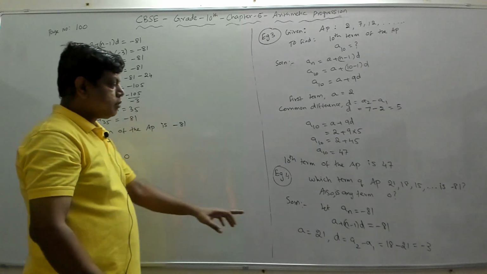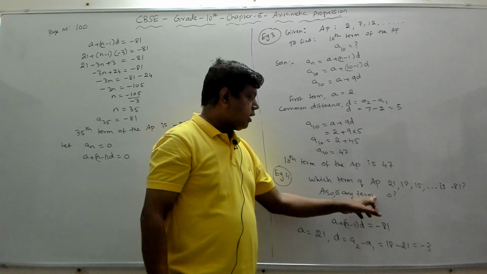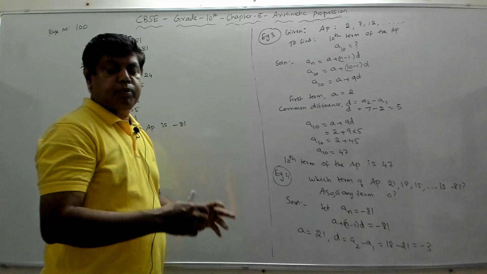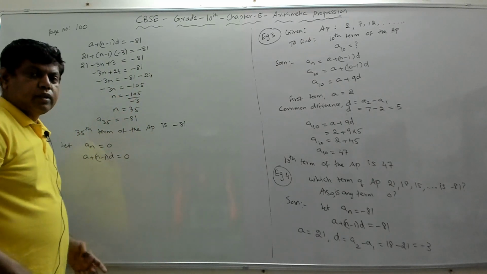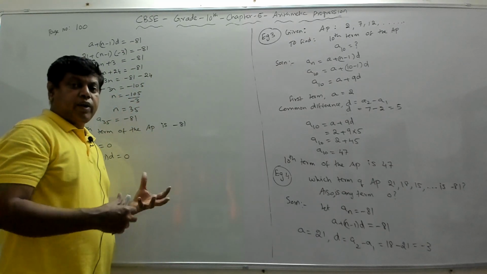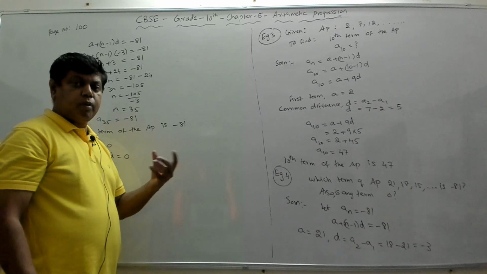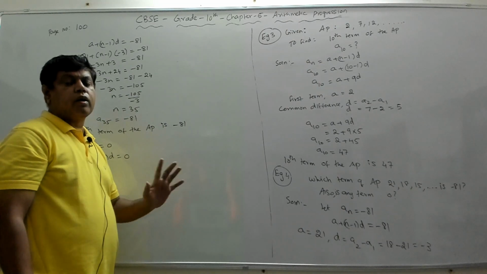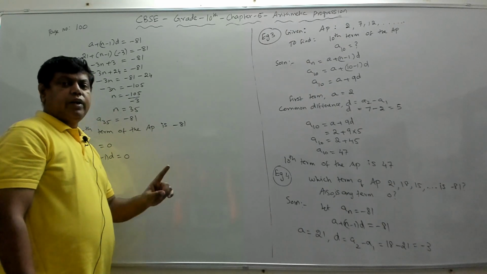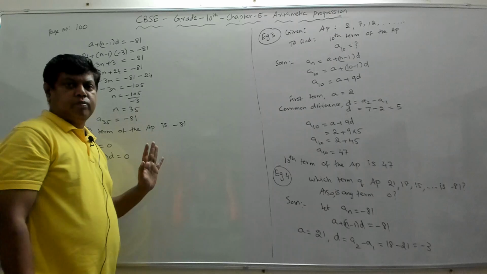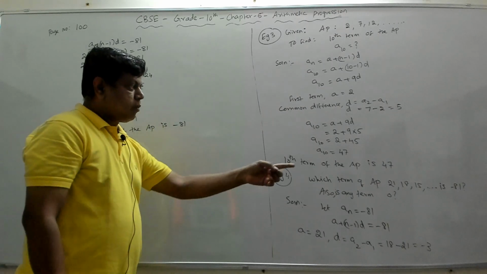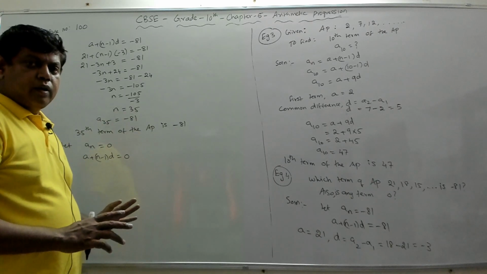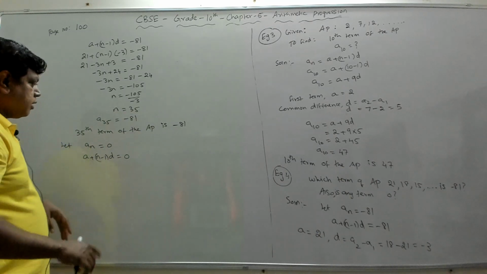Earlier we checked minus 81 is which term. Now here they are not saying 0 will come. They are asking whether 0 will be one of the terms, which means we will try to find n. And n denotes the number of terms, so it should be a positive integer. We cannot get n as negative or a fraction. If n is negative or a fraction, then 0 cannot come as a term in this AP. If n is a positive integer, then it is a term of the AP.